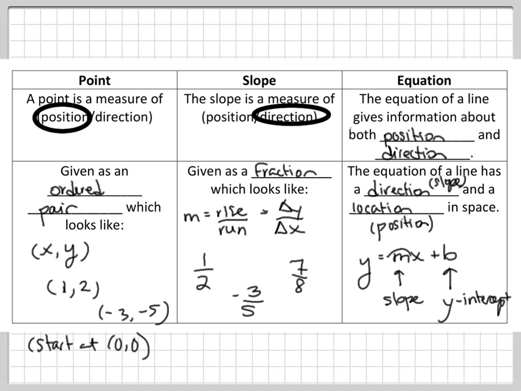So this part of the equation is giving us the direction, if you will. The slope is telling us whether it goes up, down, left, or right, and what the numbers associated with that are. And then the y-intercept is telling us where it is pinned down in space.